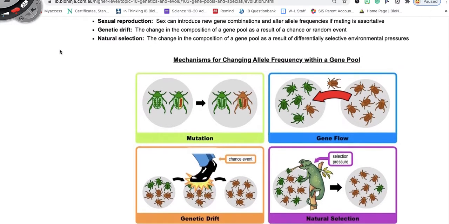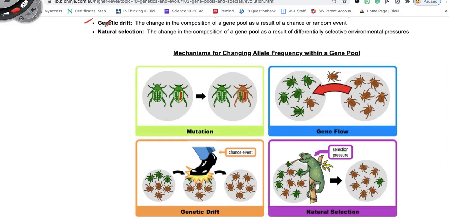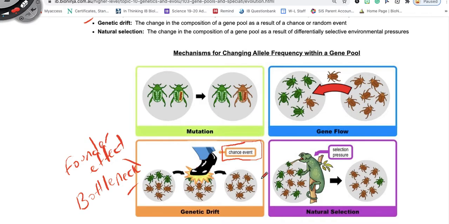The next example is genetic drift. We're going to study a little bit of genetic drift in upcoming videos. The founder effect and the bottleneck effect are examples of genetic drift. Genetic drift happens due to a chance event. Something happens to a population that changes the allele frequency of that population, as you see here. We'll study some examples of them later on.